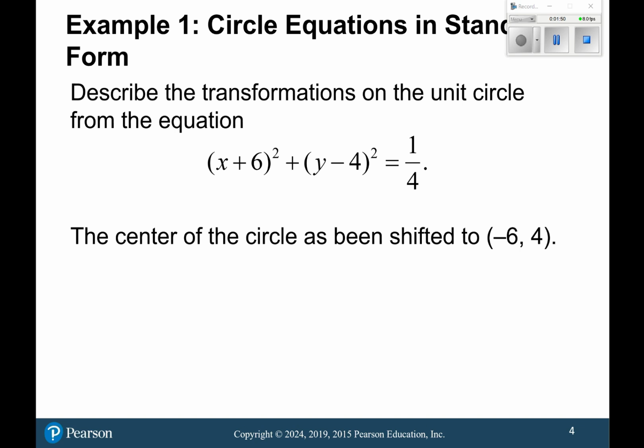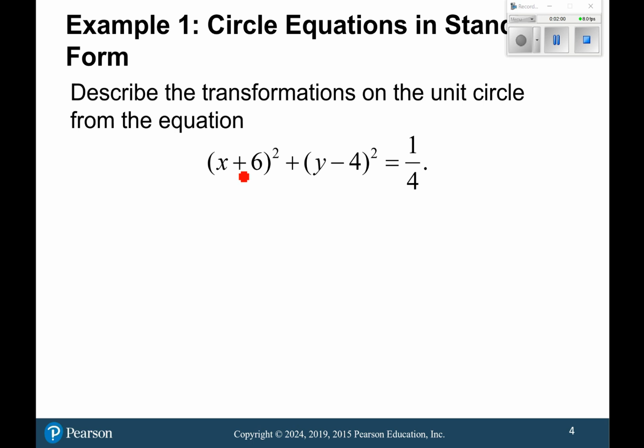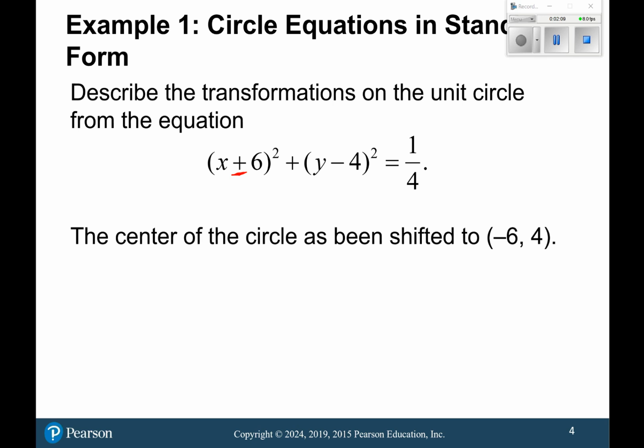Now, careful. Let's go back here. It says x minus h and y minus k. So when we get an equation where it says x plus 6, what number subtracted from x would give us positive 6? It has to be negative 6. So that'll be x minus negative 6. So our x coordinate there is negative, the y coordinate is positive. So this circle has been moved 6 spaces to the left, 4 spaces up.